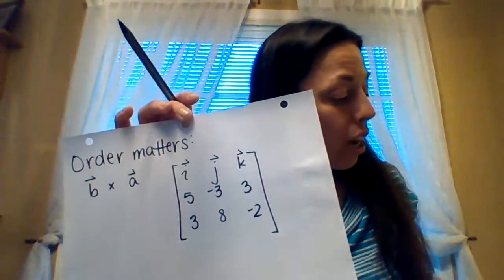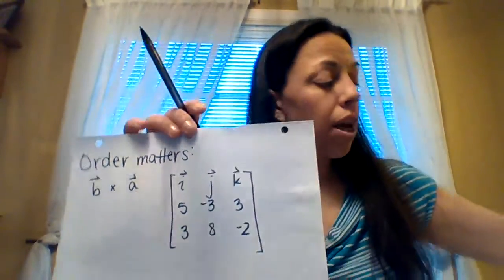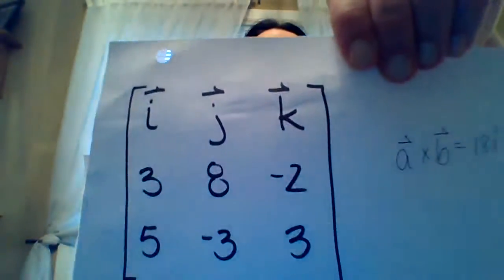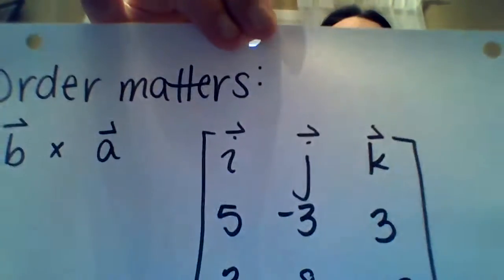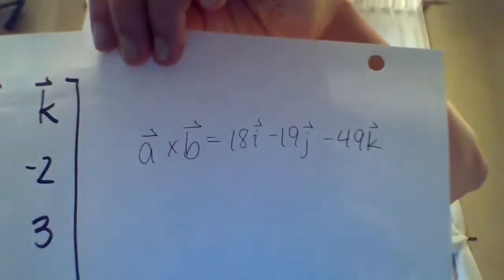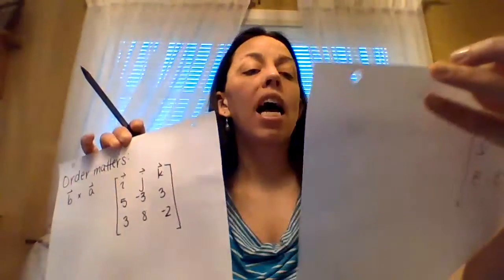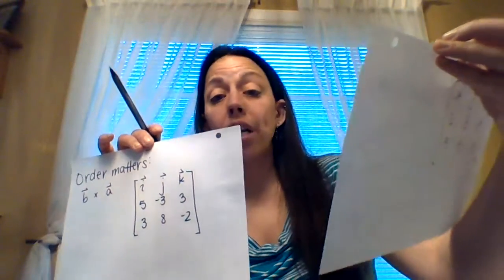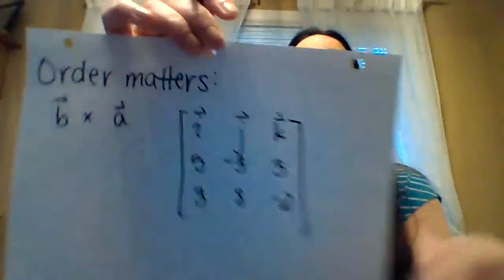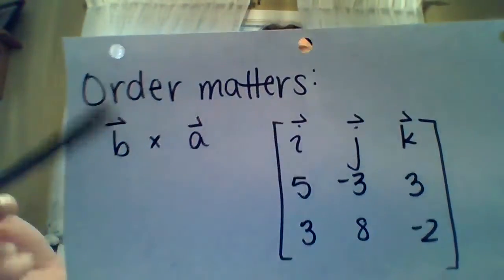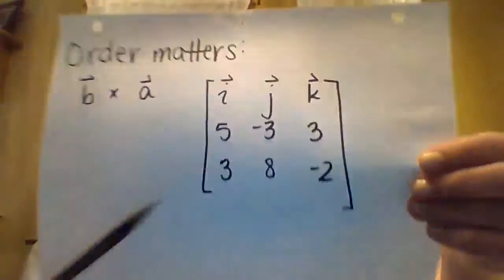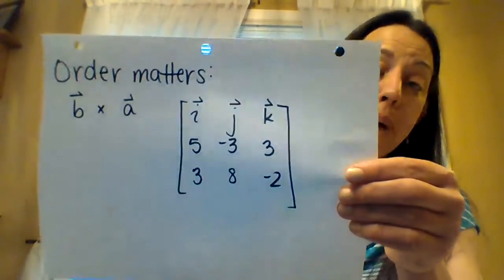Remember, a few minutes ago, if I hold this up close, our matrix looked like this. Now our matrix looks like this. Our first answer was A cross B equals 18I minus 19J minus 49K. Your job is to find B cross A. I already have the matrix set up for you. I maybe should have had you do that by yourself. But guys, all you're going to do is that over and over and over again.